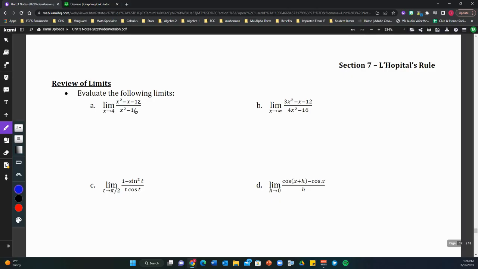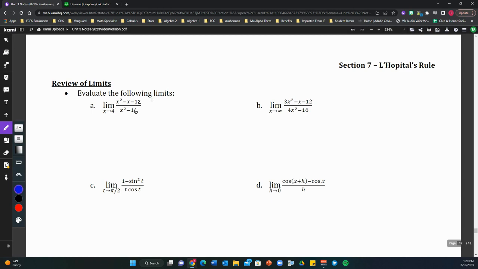Today's topic, we are looking at the last section in Unit 3, which is on something called L'Hopital's rule. So not hospital, not L'Hopital. We pronounce that L'Hopital. So this is a rule named after a mathematician, L'Hopital, who discovered a special relationship between the limit of a function and the limit of the derivative of parts of that function.